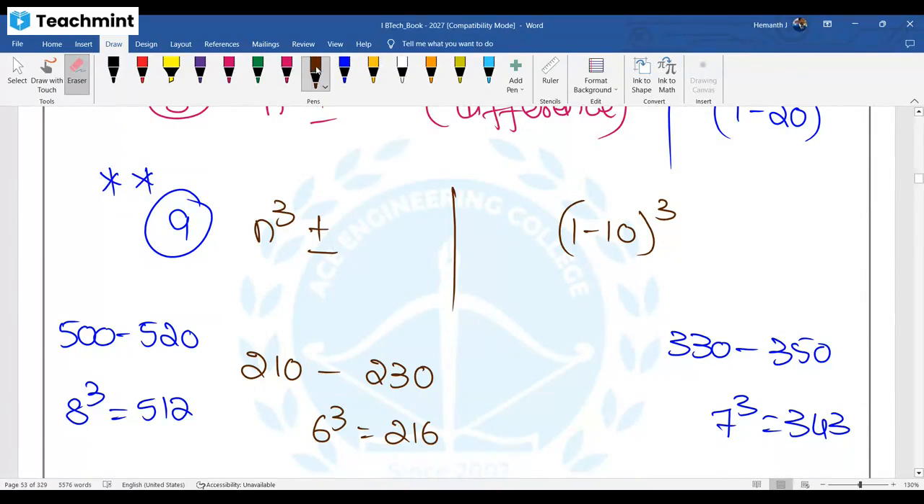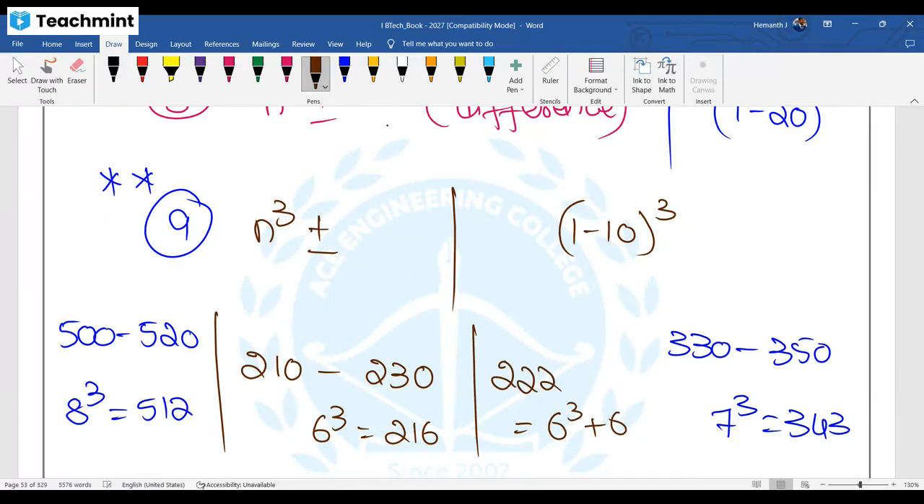Right. And some questions use triple two, like triple R. We can remember triple two easily. Whenever you see triple two, you should get 6 cube to your mind. 6 cube plus 6 is what? 6 cube is 216, so 6 cube plus 6 is triple two. So when you see triple two, you have to get the 6 cube plus 6 logic. Okay, so cube logic should come into your mind.